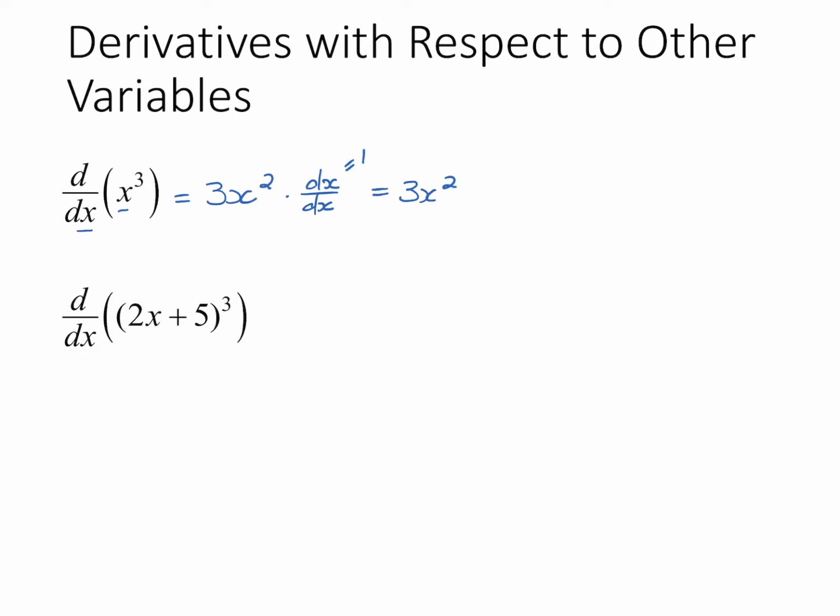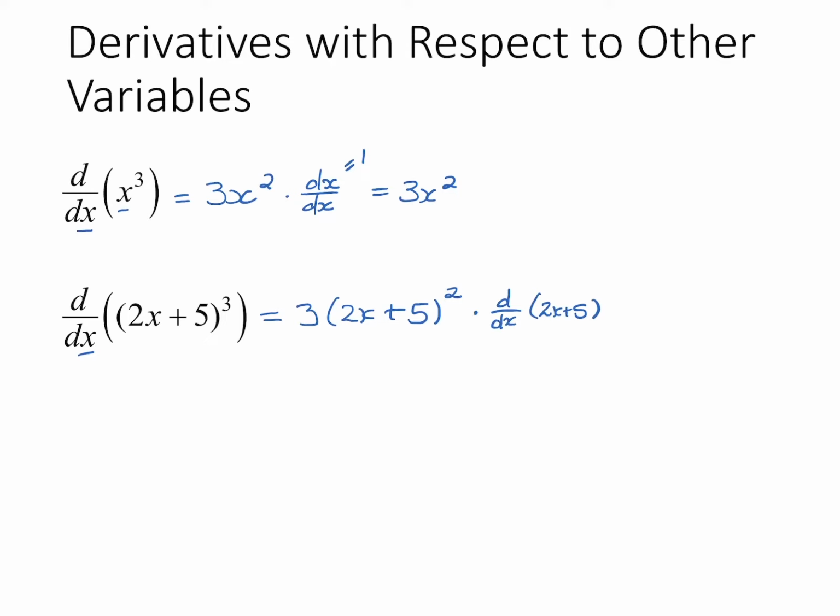Now if we look at another example where instead of having x cubed, we have (2x plus 5) cubed, again taking the derivative with respect to x, this is a situation where we would have to use the chain rule because we have one function of x inside of another function, the cubic function. So the 3 would come down, the 2x plus 5 would stay the same, we would subtract 1 from the exponent, and then we would multiply by the derivative of the inside. So we would be multiplying by d/dx of 2x plus 5.